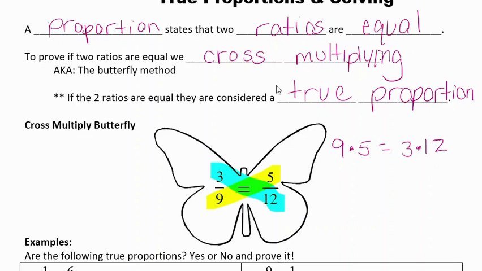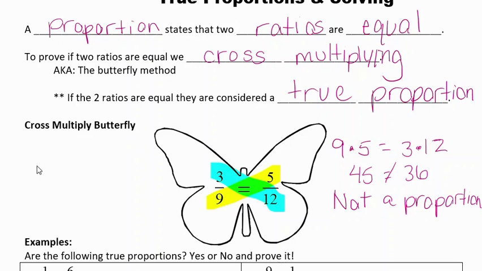So 9 times 5 is 45. And then 3 times 12 is 36. These are not equal to each other. So this proportion is not true. So they are not equivalent, and this is not a proportion. So our wings don't balance with each other.